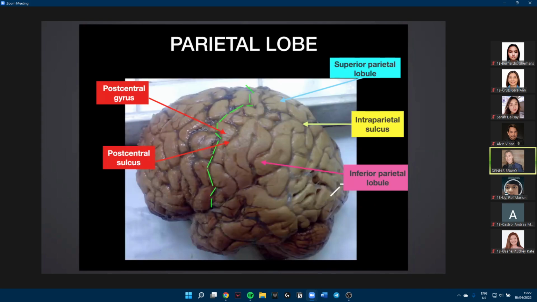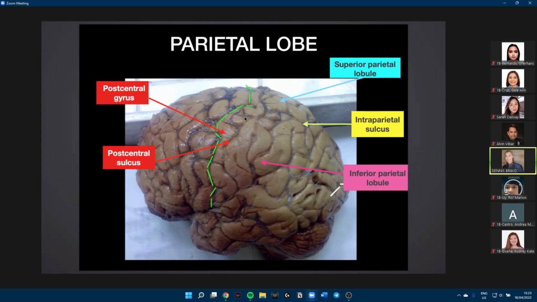Okay, now let's focus our discussion on the parietal lobe. As always, our landmark would be the central sulcus of Rolando. This is the frontal lobe, and this is the parietal lobe. Immediately posterior to the central sulcus of Rolando is the post-central gyrus, which is separated from the rest of the parietal lobe by this post-central sulcus. It's almost analogous to the structures that you see on the frontal lobe.